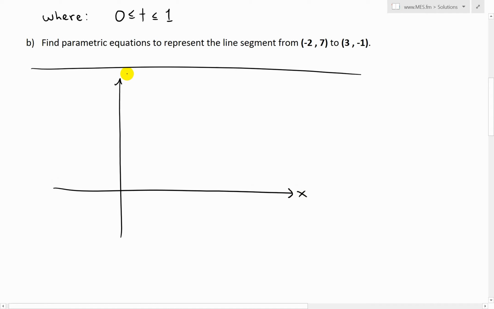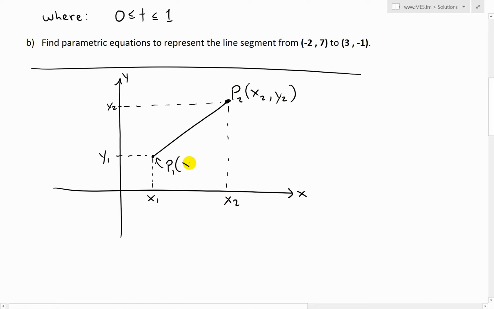So for example, if we had a line like this on xy coordinates, just a random line like this, where this is at x1, this is at x2, and this is at y1 all the way across, and here is at y2. Let me draw that a bit better. Then this point is P2, with coordinates x2, y2, and this one here is P1, with coordinates x1, y1.